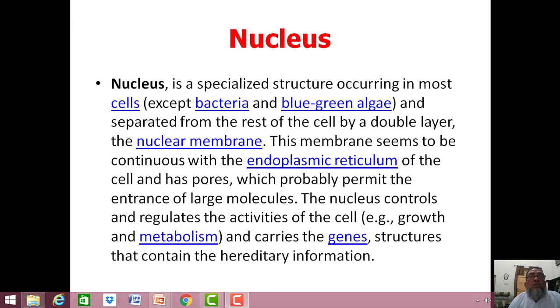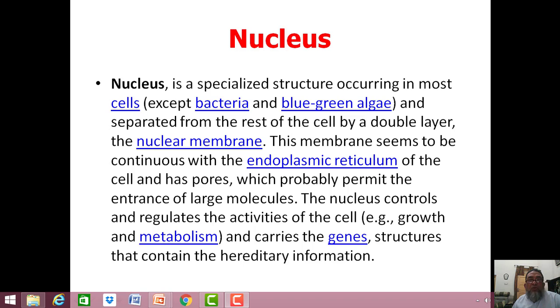Today the most important organelle of a cell, controlling all the activity, is the nucleus. The nucleus is a specialized structure occurring in most cells except some bacteria and blue-green algae. In humans, an example can be given: very important, they are deceased without a nucleus. It is separated from the rest of the cell cytoplasm by a double layer of nuclear membrane. This membrane seems to be continuous with the endoplasmic reticulum of a cell.